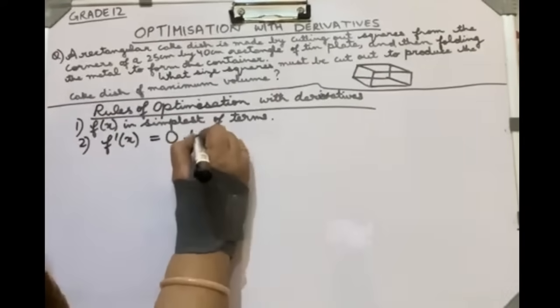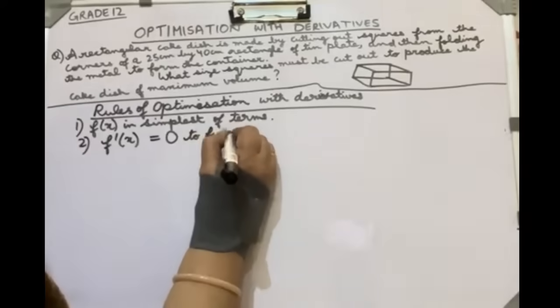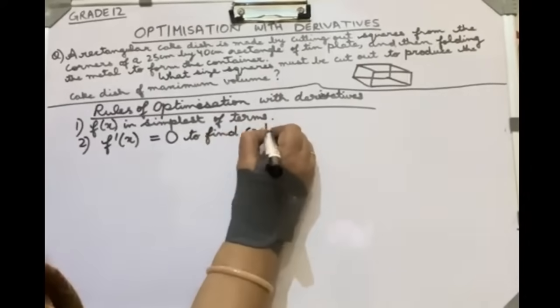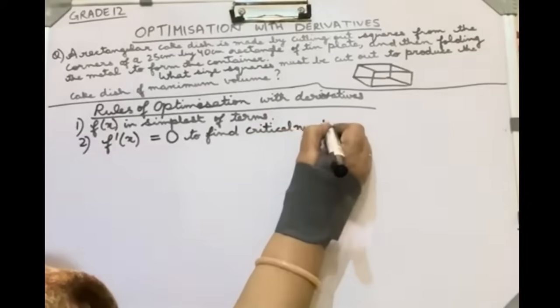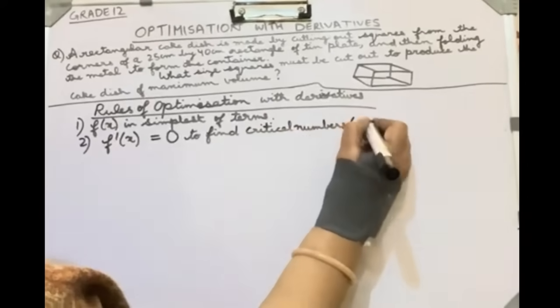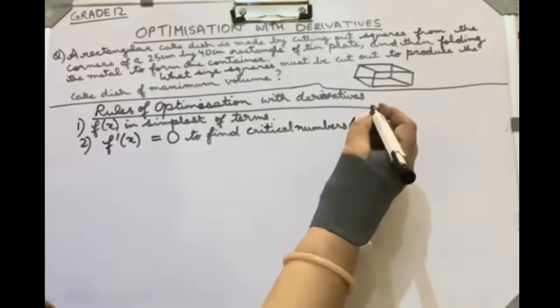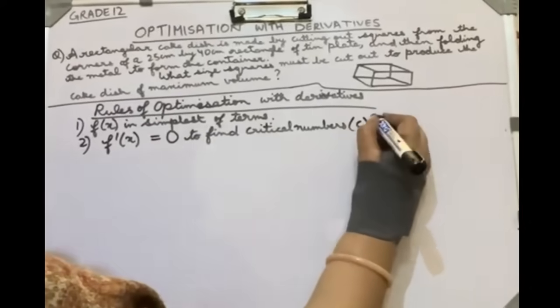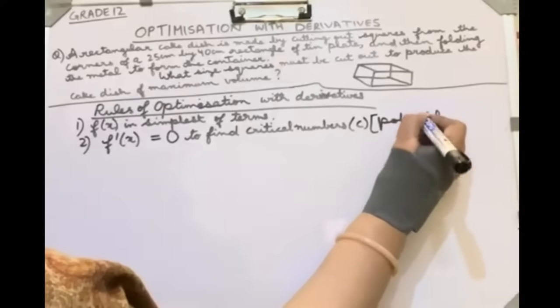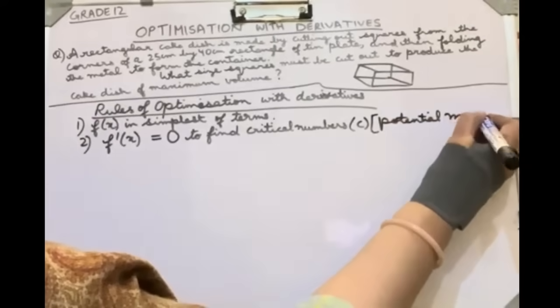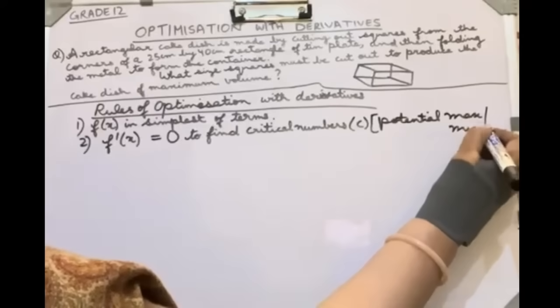To find critical numbers, represented by c, which are potential maximum or minimum.